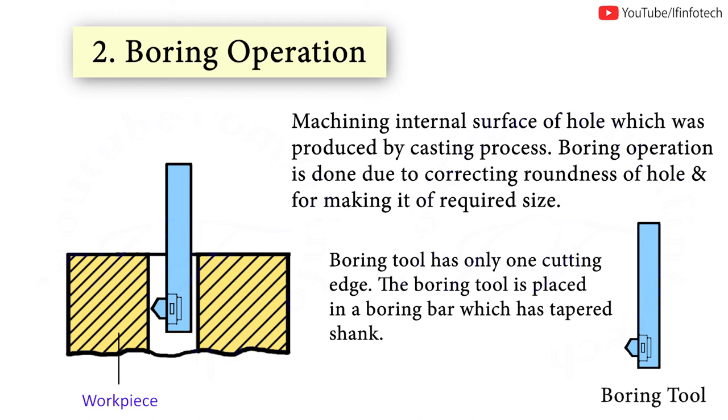Next is boring operation. Here we increase the diameter of a hole which was previously produced. Boring operation is done for machining the internal surface of a hole which was produced by the casting process. Boring operation is also done for correcting the roundness of the hole and finishing the hole to make it of the required size. The boring tool has only one cutting edge. The boring tool is placed in a boring bar which has a tapered shank. The speed of the spindle in boring is less than in reaming operation.